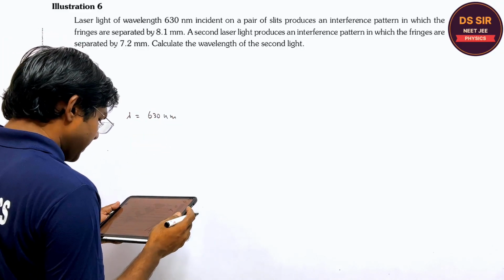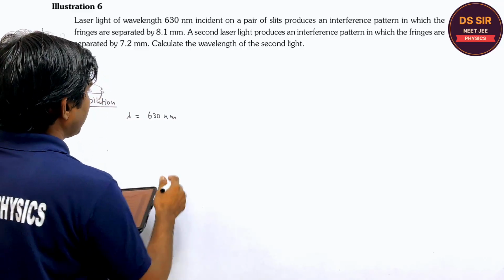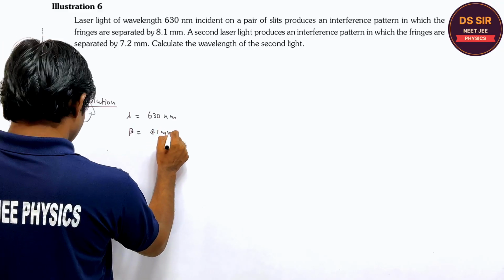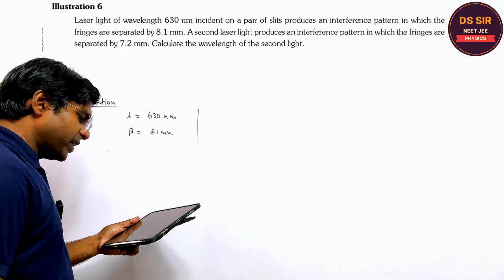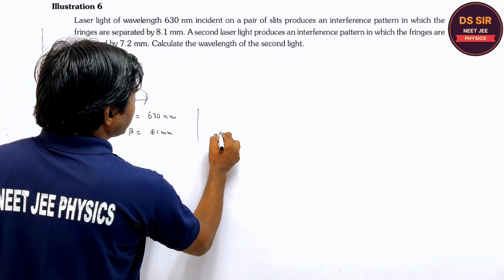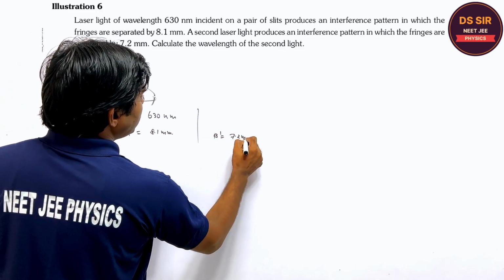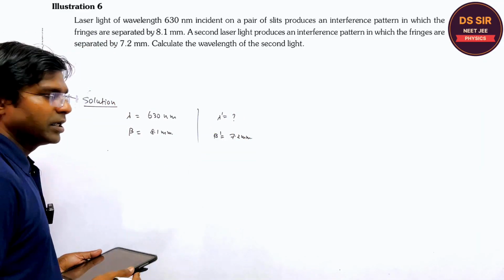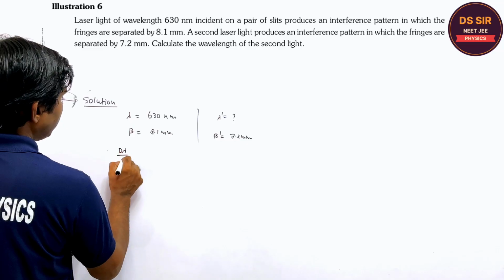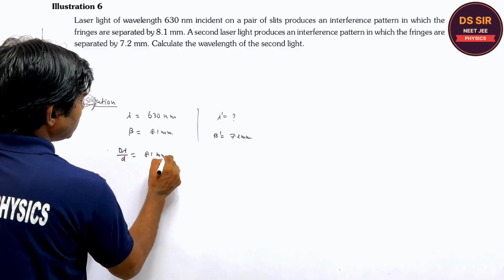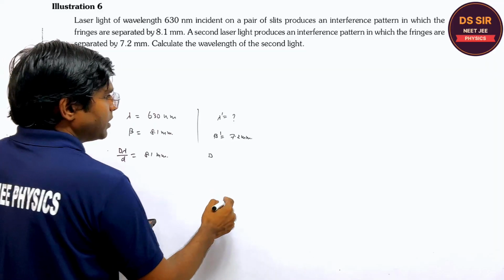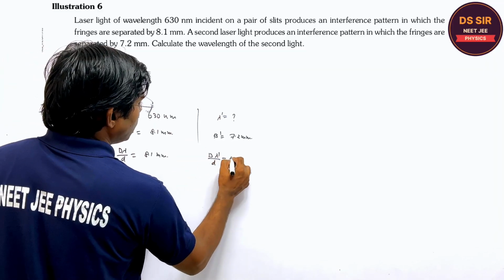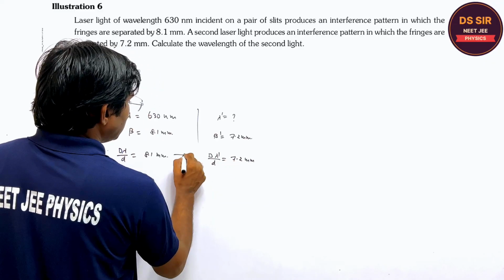The fringes are separated by, so it means the separation beta is given as 8.1 millimeter. A second laser light produces an interference in which fringes are separated by, so beta dash is given as 7.2 millimeter. Calculate the wavelength, so its wavelength we have to find. So what is the beta? Beta is equal to D lambda over d, 8.1 millimeter. What is D over here? The distance between the screen and the slits. Lambda dash upon d is equal to 7.2 millimeter. Equation number 1, equation number 2.